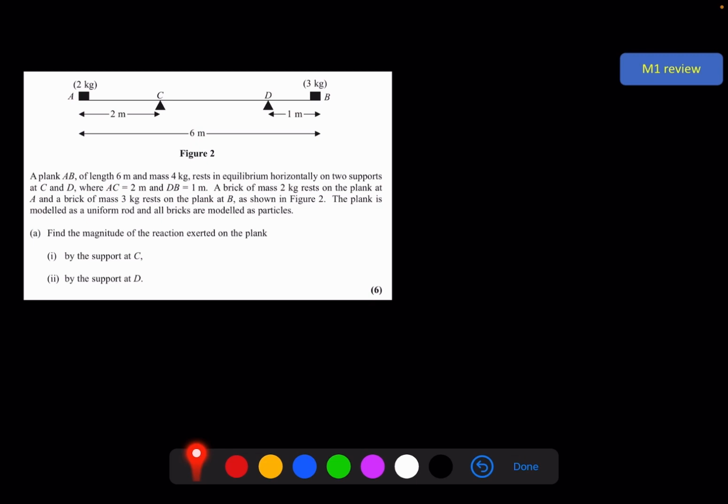On the screen is a starter question from M1 to review moments. This is an exam question. If you want to try this before I go through it, pause the video now.